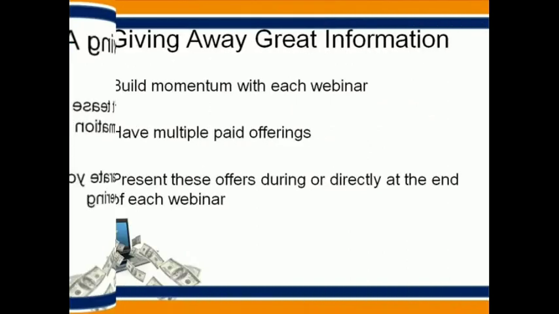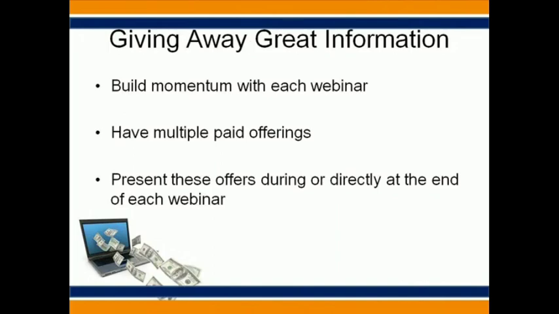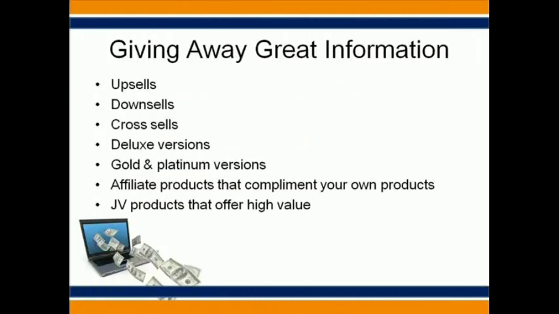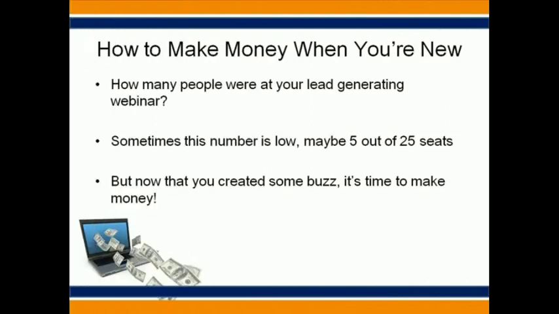This means you need to have several more paid offerings ready and waiting in the wings to continue the great momentum you build with each webinar. This includes upsells, downsells, cross-sells, deluxe versions, gold and platinum versions, affiliate products that enhance and augment your own, and joint venture products designed to offer especially high value. All these can be offered during and directly at the close of the webinar, your call to action, or presented during follow-up.